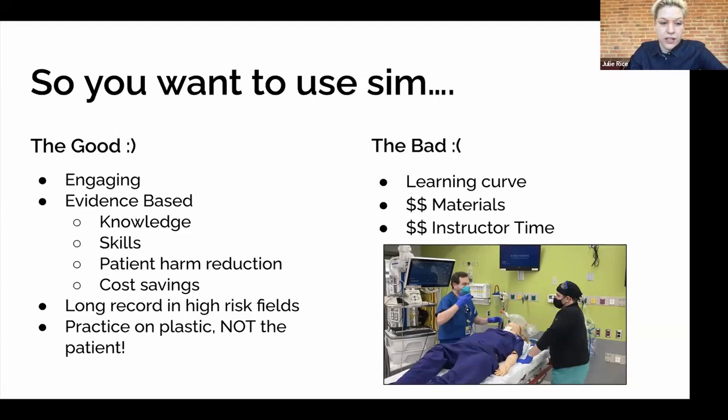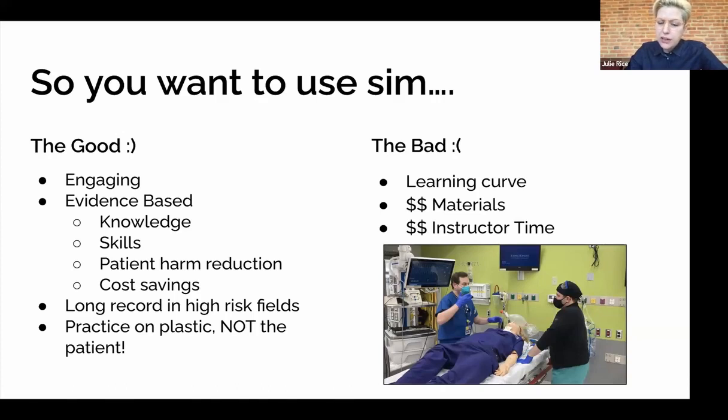There's evidence for improving knowledge and skills acquisition, and patient harm reduction. There's actually quite a bit of robust return on investment literature in the area of preventing line-associated bacterial infections for hospitals that have a central line training program to reduce those bacterial infections for patients.